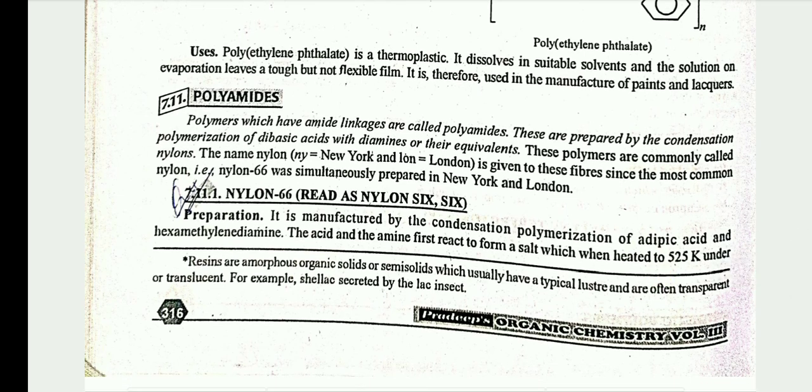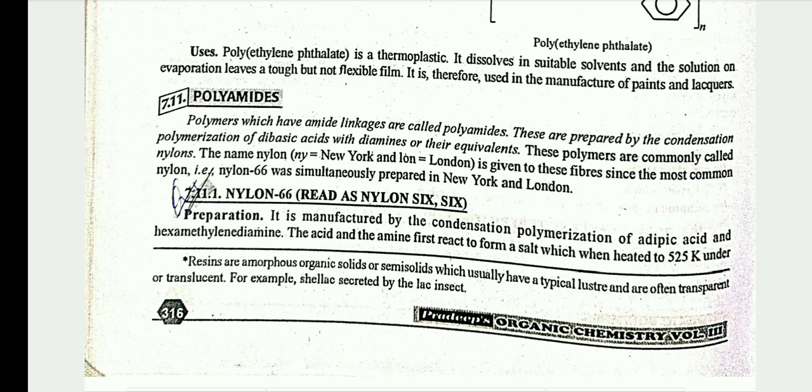Polyamides. Polymers which have amide linkage are called polyamides. These are prepared by the condensation polymerization of dibasic acids with diamines or their equivalents. These polymers are commonly called nylons. The name nylon is given to these fabric fibers since the most common, nylon 66, was simultaneously prepared in New York and London.